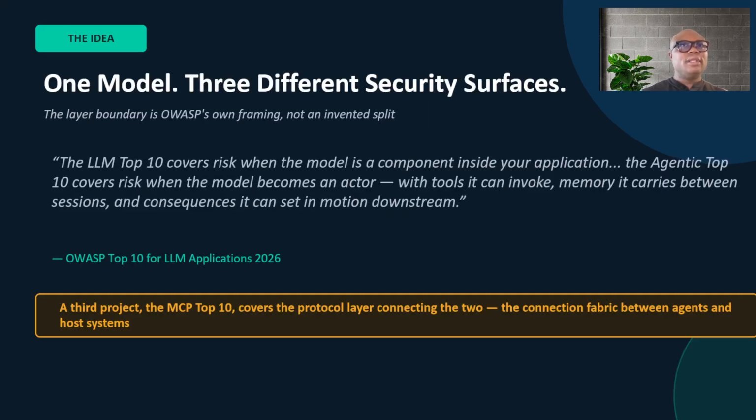Now let's look at the model of three different security surfaces. The layer boundary is OWASP's own framing, not an invented split, because there are boundaries between layer 1, layer 2, and layer 3. And whenever security is crossing boundaries, there are risk factors involved. The LLM Top 10 covers risk when the model is a component inside your application, like I said earlier. The Agentic Top 10 covers risk when the model becomes an actor, like an agent, with tools it can invoke, memory it carries between sessions, and consequences it can pass downstream. A third project, the MCP Top 10, covers the protocol layer that connects the two together and allows communication between the LLM and agentic connection. So that is that.